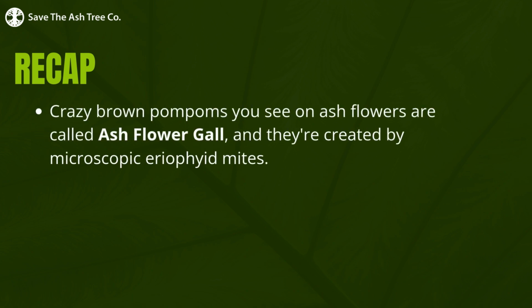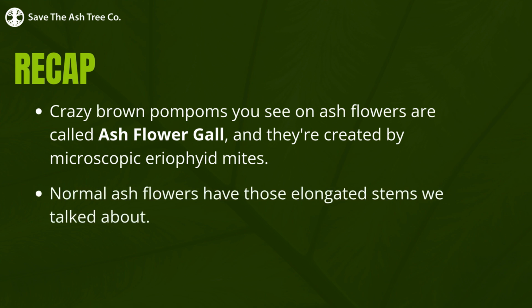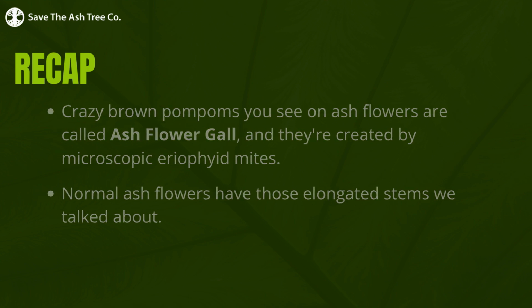Fun fact recap. Quick fun fact reminder before we wrap up. Those crazy brown pom-poms you see on ash flowers? They're called ash flower gall, and they're created by microscopic eriophyid mites that basically throw a party in the flowers and distort them into pom-pom shapes. It looks dramatic, but it's totally harmless to the tree, just aesthetic chaos. Normal ash flowers have those elongated stems we talked about. Nature is weird and wonderful, folks.